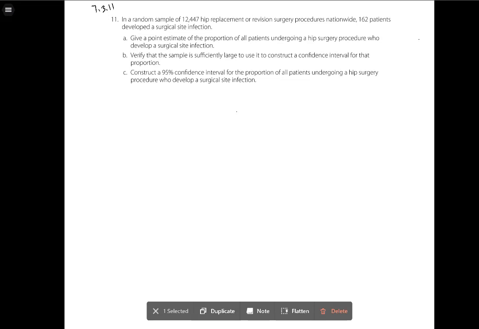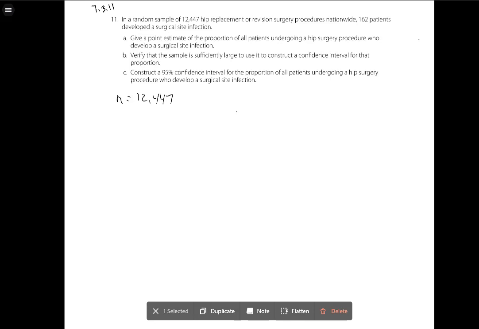All right, here we go on Chapter 7, Section 3, problem number 11. You may remember this one from in class, and some of these were the ones we did in class. In a random sample of 12,447 hip replacement or revision surgery procedures nationwide, so our sample size here, n, is 12,447. 162 patients developed a surgical site infection.